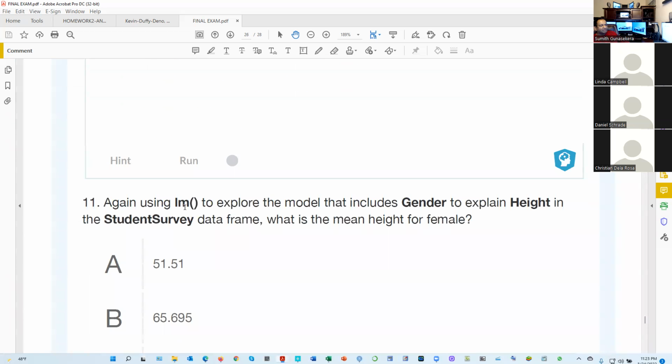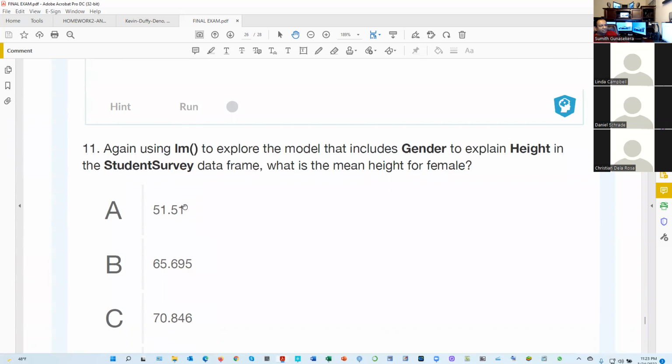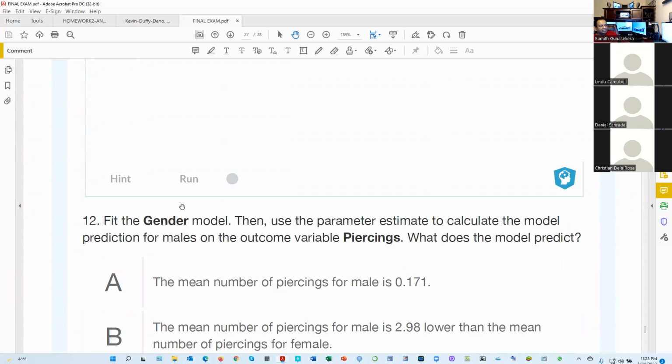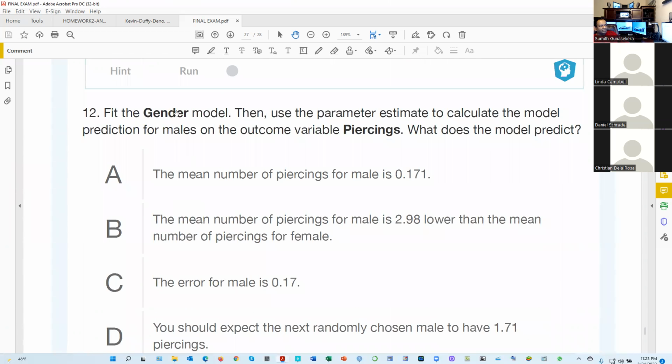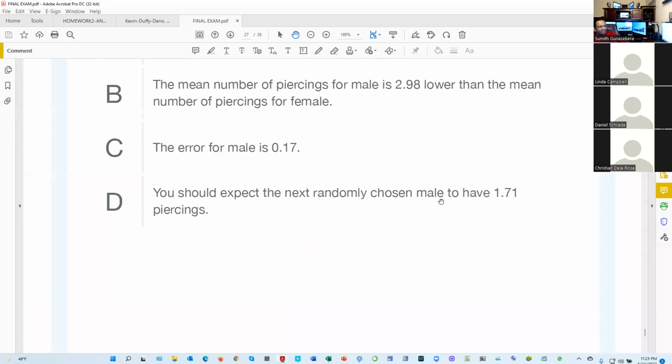Gender model. Gender to explain height. Height has been explained by gender. If you run this one, fit the gender model, then use the parameter estimate to calculate the model prediction for males on the outcome variable, which is this one. See? A prediction is nothing but the mean value. The mean value for the males, if you're trying to use the parameter estimate to calculate the model prediction for male, then you use their mean. Okay. A.